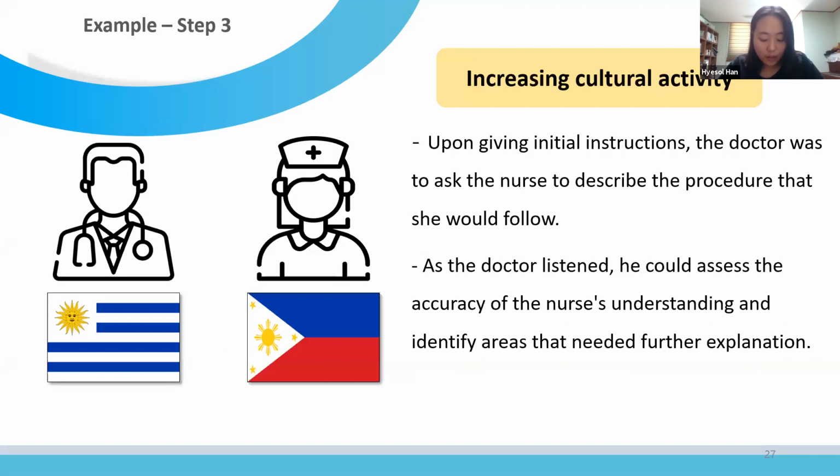So the suggestion they found was, upon giving initial instructions, the doctor was to ask the nurse to describe the procedure that she would follow. Then, as the doctor listened, he could assess the accuracy of the nurse's understanding and identify areas that needed further explanation. As a result, the hospital could achieve the delivery of excellent medical care without violating the norms of either culture. And here, I want to hear, are there any new solutions that you want to suggest?